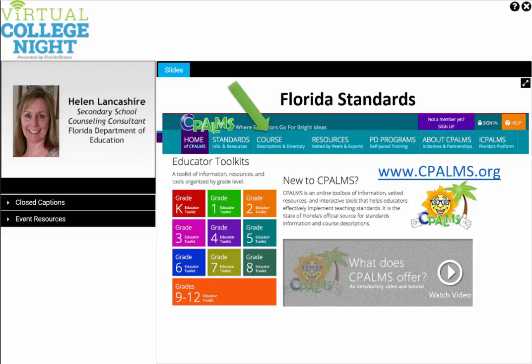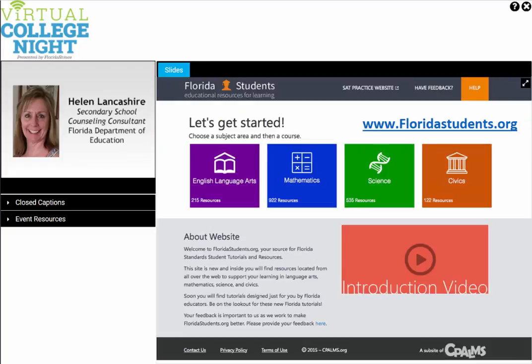Our first slide is our Florida Standards area, known as cpoms.org. This website is very helpful. It provides course descriptions, standards, and benchmarks. It certainly is a very helpful tool when looking at information you might need to assist with transferring student records, out-of-state students, private schools. Refer to this, the arrow is pointing to the course descriptions and directory.